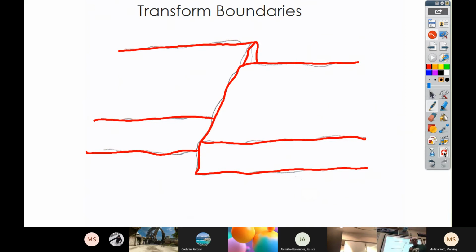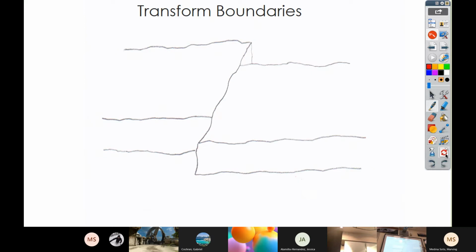Now, these are not colliding with one another. These are not separating from one another. They're scraping against one another. And hopefully you can tell from my diagram, the direction of movement is that this one is going to be moving towards us, while this one is moving away from us. Like cars on the freeway. One headed north, one headed south.